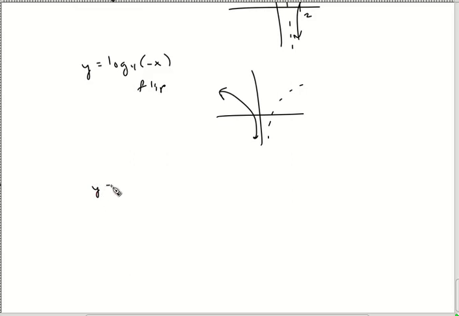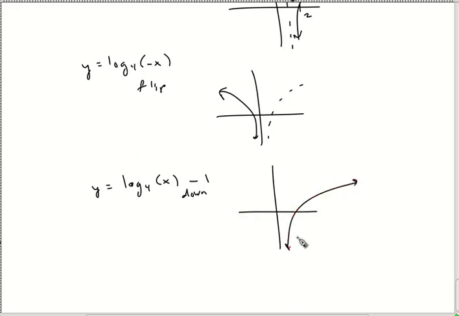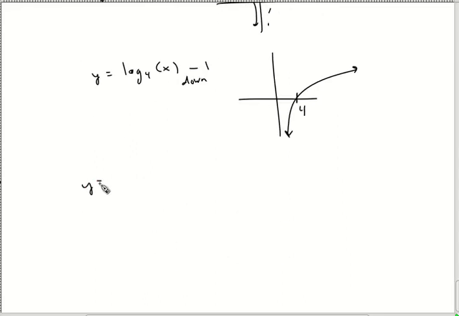Okay, the next one, I've got log base 4 of x and then minus 1. Notice that it's not on the inside at all there. This one is going to go down by 1. And so it still looks just like that, but it's actually going to be touching here now at 4, not at 1, because it just dropped down 1. Okay, we got negative log base 4 of x.